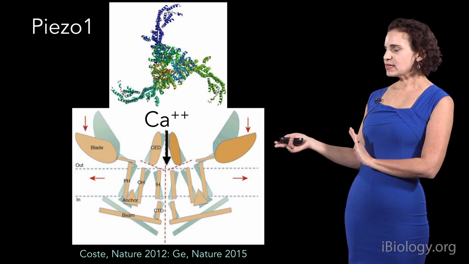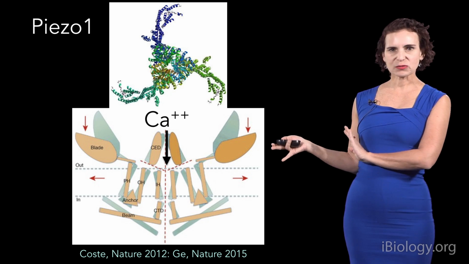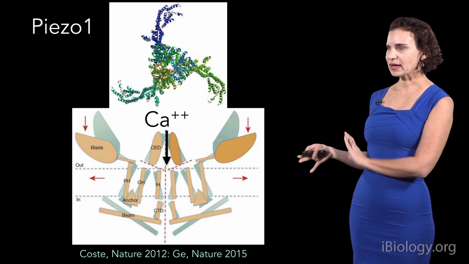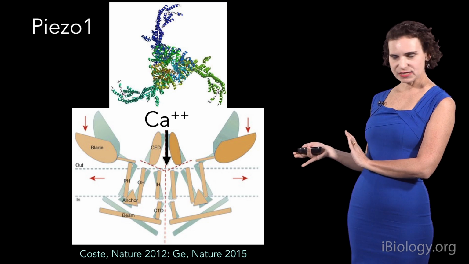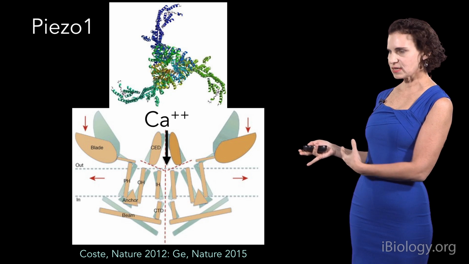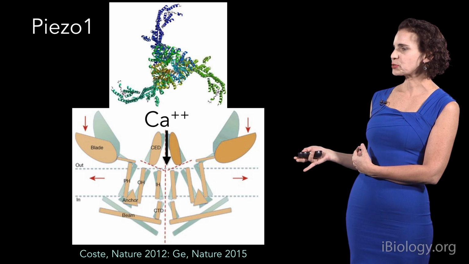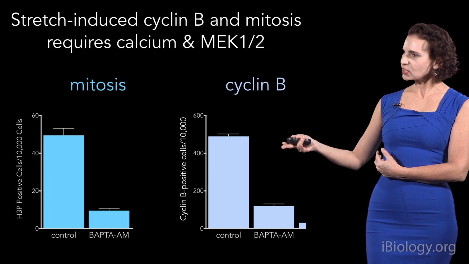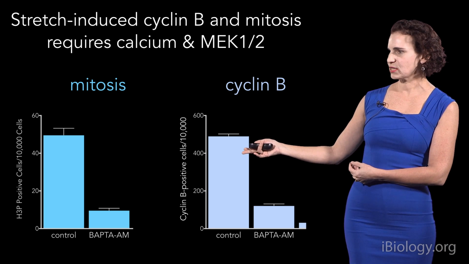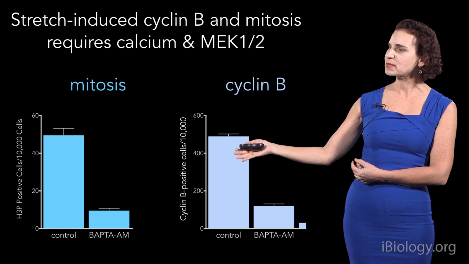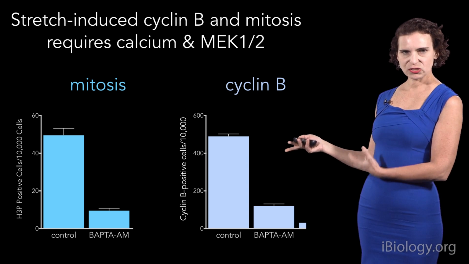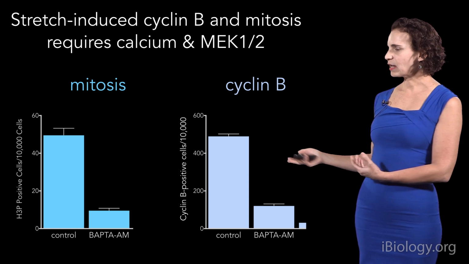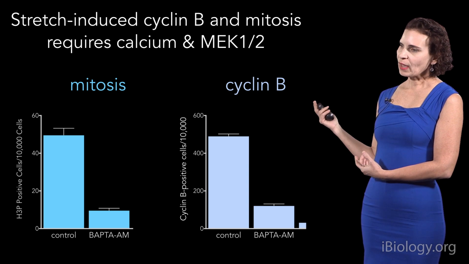In this case, we wanted to test whether piezo was working in a canonical fashion by activating calcium. To do that, we blocked calcium inside the cells and saw whether the cells could still undergo mitosis after stretch. We used BAPTA-AM, which chelates calcium inside the cells. When we did, we found that this really blocks stretch-induced mitosis as well as cyclin B production.